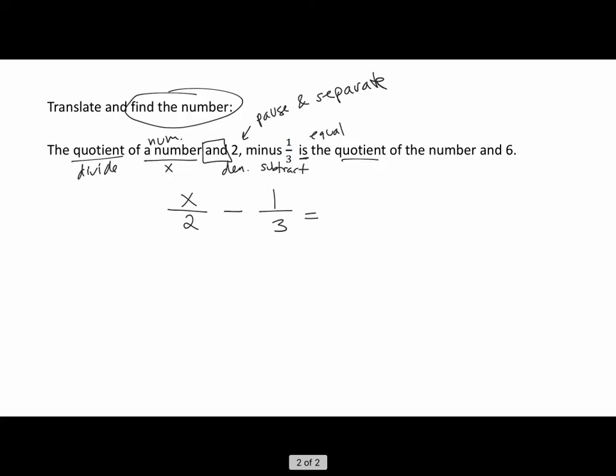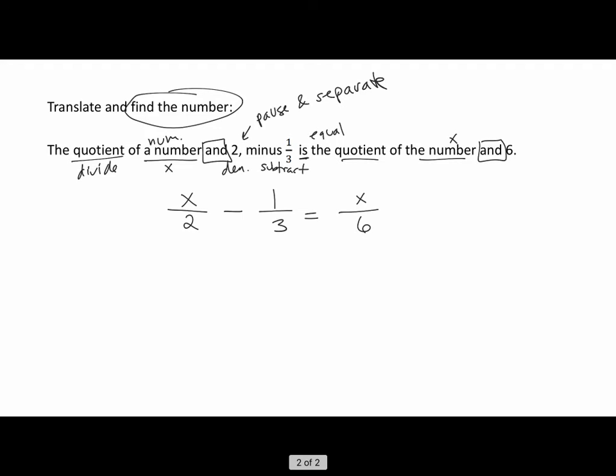The quotient, so I'm going to do divide again, of the numerator, which is that unknown number, and separates the denominator, which is 6. So the quotient of a number and 2 minus 1/3 is the quotient of the number and 6. All right, we got an equation now. So then we just need to solve this equation. And it is a rational equation.